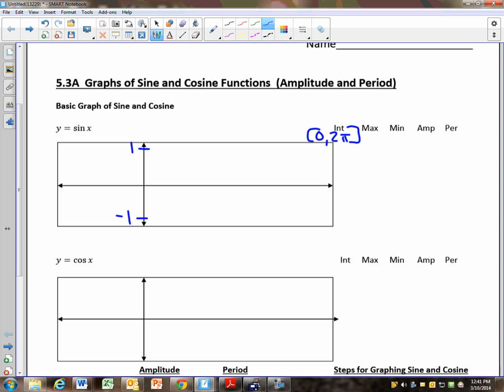Okay? So the maximum value that sine has, and this is the parent function, okay? Basic graph or parent functions. The minimum value is negative 1. We'll do the amplitude and the period in a second, okay? 0 and 2 pi, interval notation. So it includes 0 and 2 pi. Okay, so once around the circle is 2 pi. How many quadrants are there? 4. So I divide it up into 4 parts.